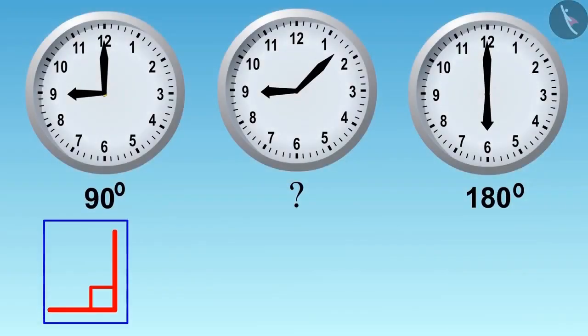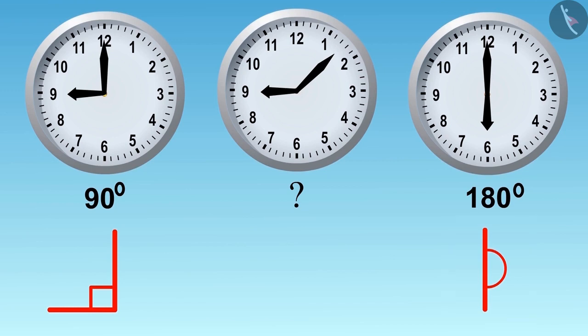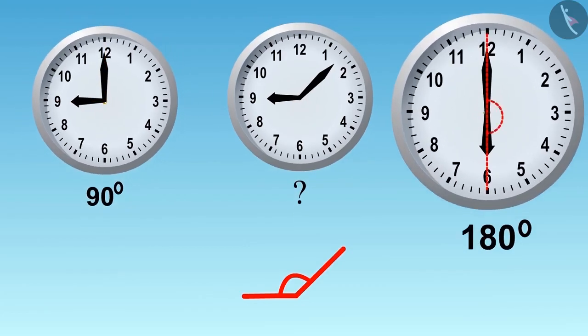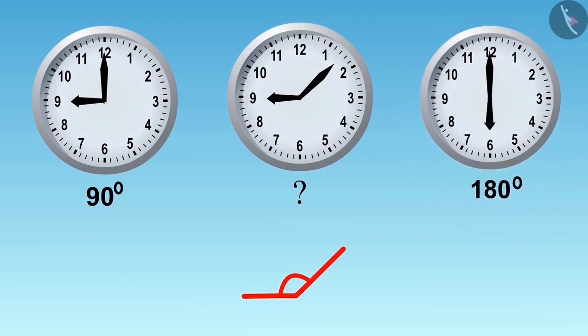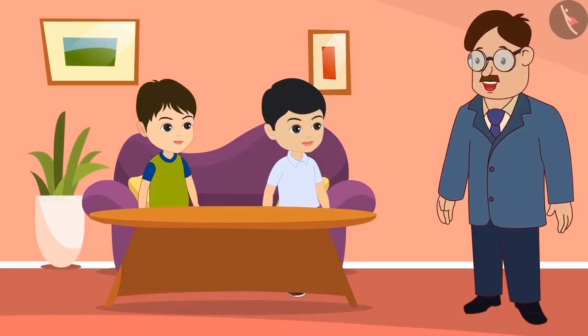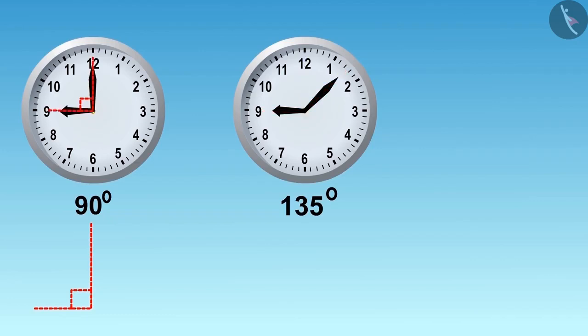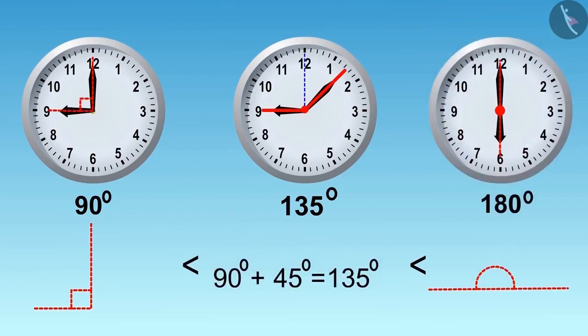Yes, Bholu. Children, now you have seen angles of 90 and 180 degrees. Can you tell how many degrees this angle makes by looking at it? It looks like greater than 90 degrees and less than 180 degrees. You identified it correctly, Golu. This is an angle of 135 degrees. This is greater than 90 degrees but less than 180 degrees.